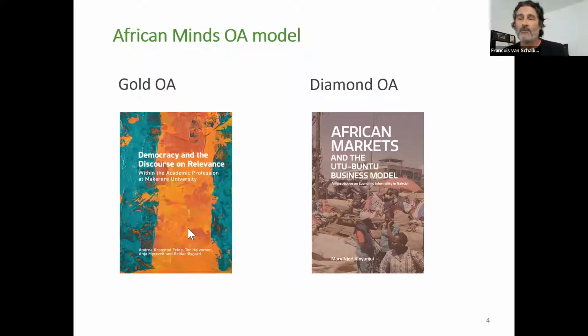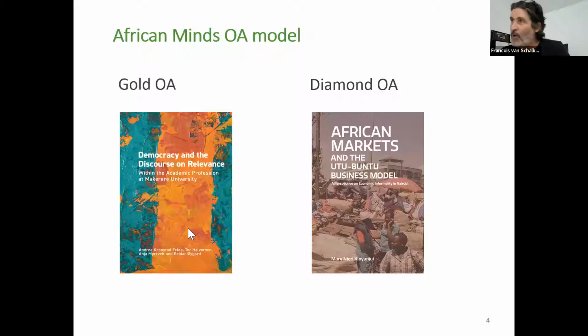But we also know, given our reality and our context, that not everyone has access to funding. And if we only did gold, we'd only be publishing those that have access to resources. And that would create some asymmetries in our publishing program. So we do publish some diamond open access, where there are no charges involved. And these are just two examples.